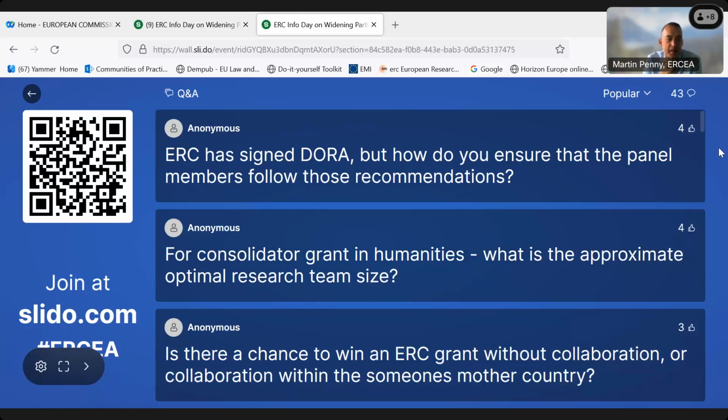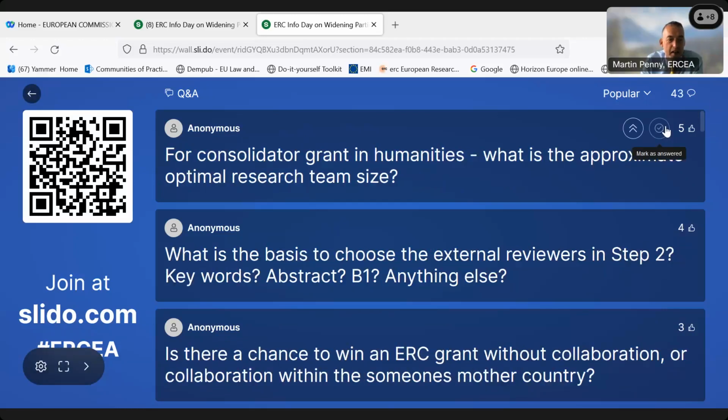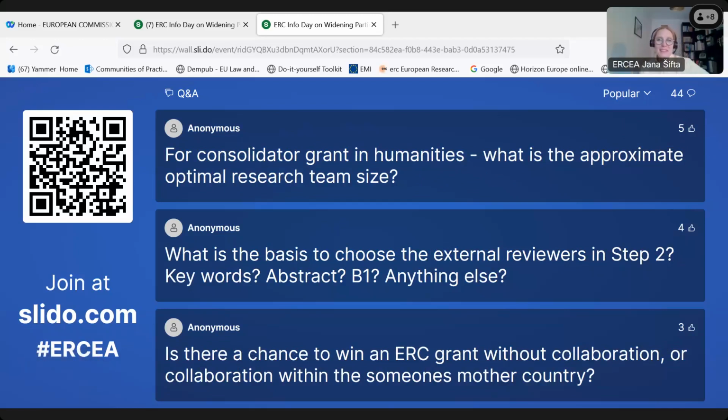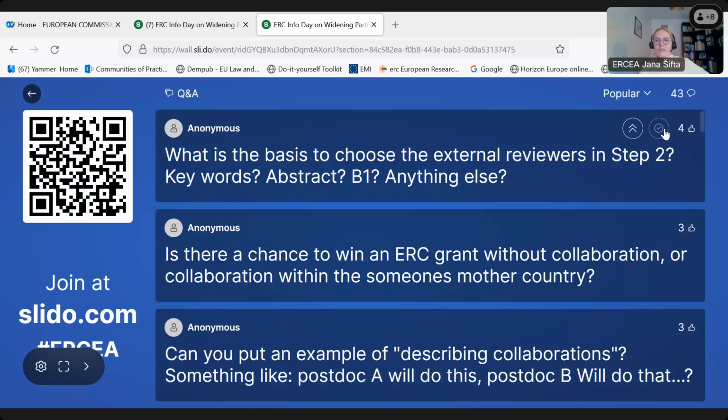Yeah. David, I come to you. ERC has signed DORA. How do you ensure the panel members follow these recommendations? That's part of our job during the panel meeting. All the scientific officers, the one here, Ino, Jana, and me, we are observing and, let's say, managing the panel meeting. And we make sure that the panel does not deviate from the evaluation criteria. Yes. Thank you. Very clear. Jana, I come to you because it's a question on humanities. A consolidated grant in humanities, what's the approximate optimal research team size? Well, it depends on the kind of research, but if you really want an answer, I would say 4 or 5 people. Okay, thank you.